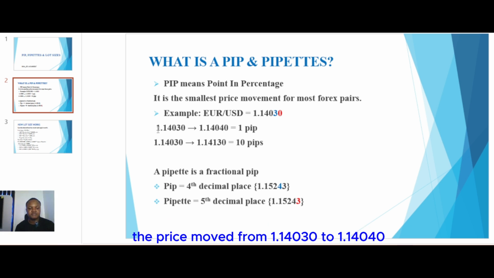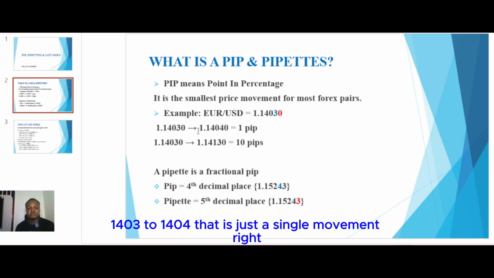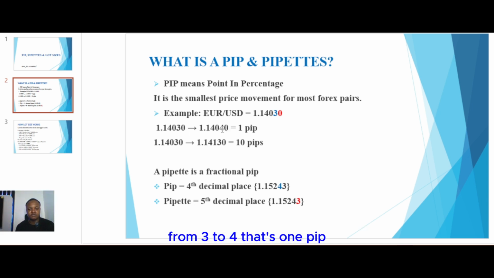Now, let's take a look at this movement as an example. The price moved from 1.14030 to 1.14040. Okay, let's forget about the fifth number after this decimal point so you'll be able to understand what pip is. Let's discuss this pip alone, the fourth number after the decimal point. All right, from 1403 to 1404, that is just a single movement, right? From 3 to 4. That's one pip.